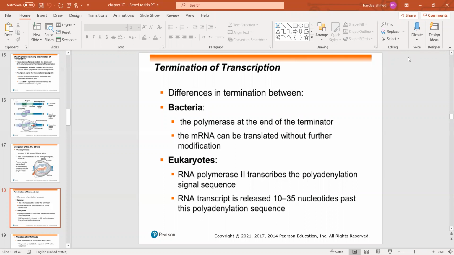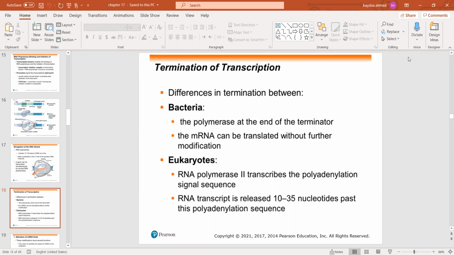Bacteria and eukaryotes differ in the way they terminate transcription. In bacteria, transcription proceeds through a terminator sequence in the DNA. The transcribed terminator, an RNA sequence, functions as the termination signal, causing the polymerase to detach from the DNA and release the transcript, which requires no further modification before translation.